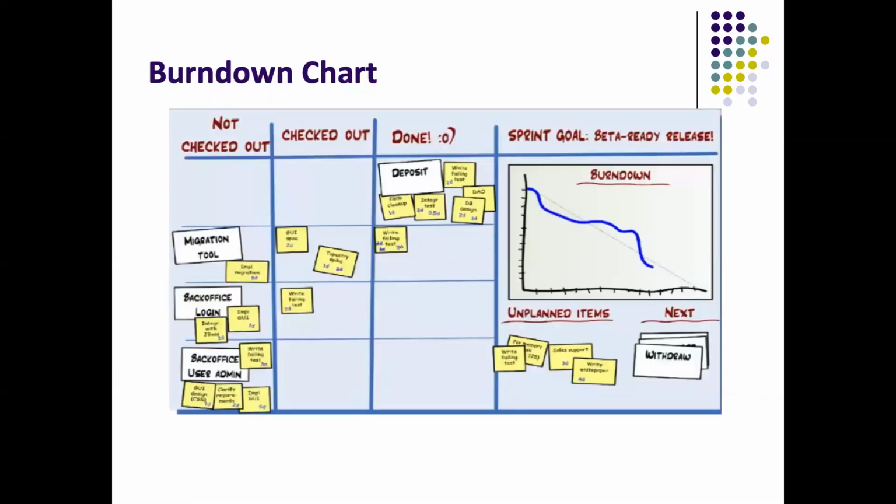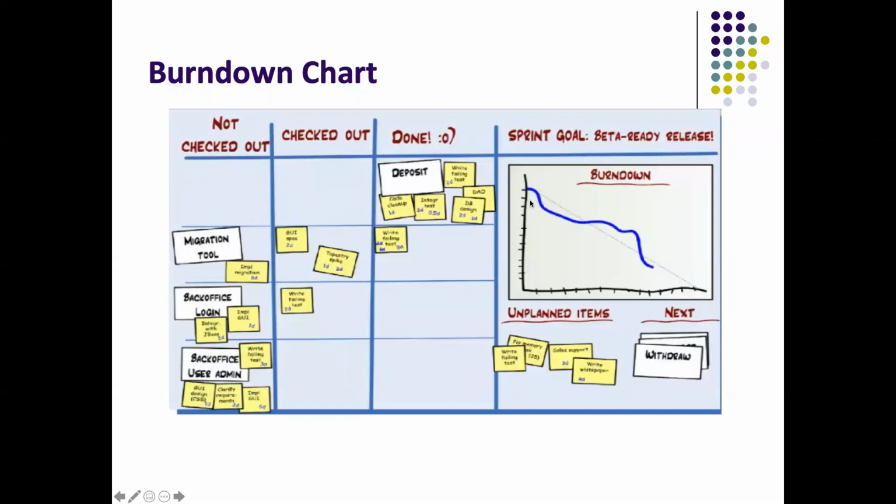Burn down chart is another important thing. As you can see, in the form of sticky notes, within a sprint you have, let's say, things that need to be done, things that we are working on, and then things that are already done, right? So it provides you a visual representation of how your sprint is looking.